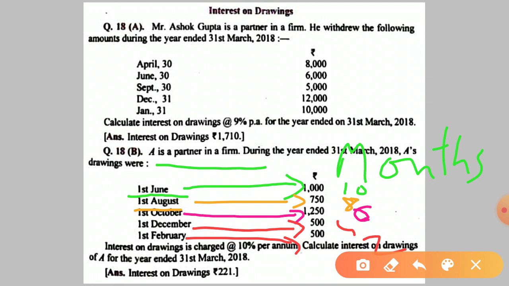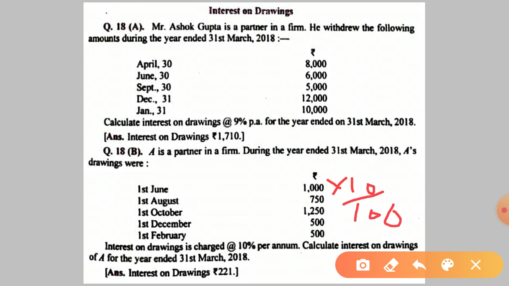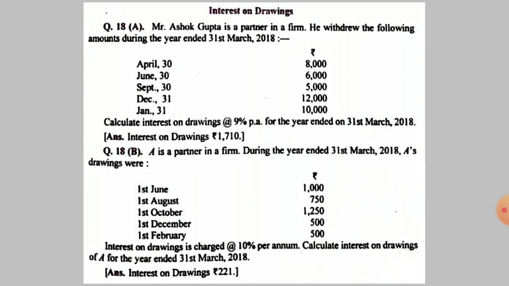Now how to calculate? The first one will be 10,000 into 10 by 100 or 10%, into now how much is the time period? 10 months or 10 by 12. Like this we are going to solve. Okay, it is not easy to write on the screen, so we'll move on to the solution.